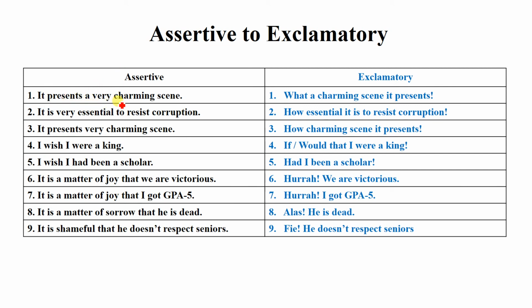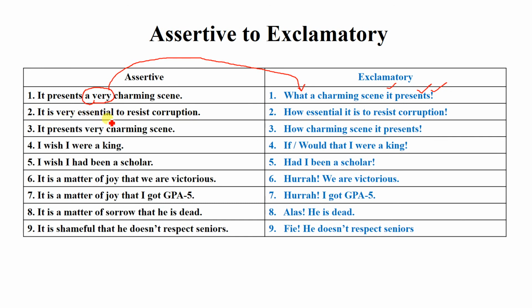"It presents a very charming scene." It's a statement, and the answer will be "What a charming scene it presents!" Just follow the sentence containing "a very." Instead of "a very," we used "what." Then a or an, then the adjective, then the noun and subject, and last of all the verb, and then a note of exclamation.